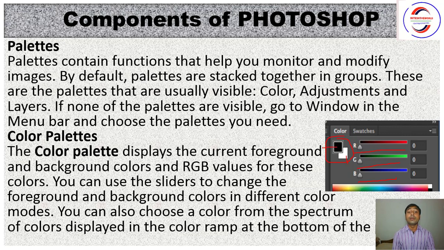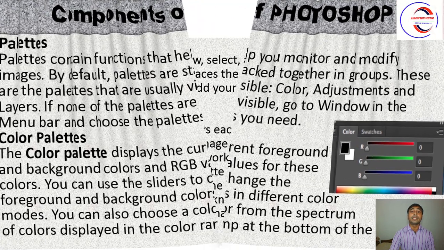So when we have to change any color of the image, the color palette plays a very important role in changing the foreground color, background color or any other color. Apart from that, you will also see what is called a spectrum. When you have to select any color, with the help of the spectrum you can select all those colors. So this is the first palette which we have learned.